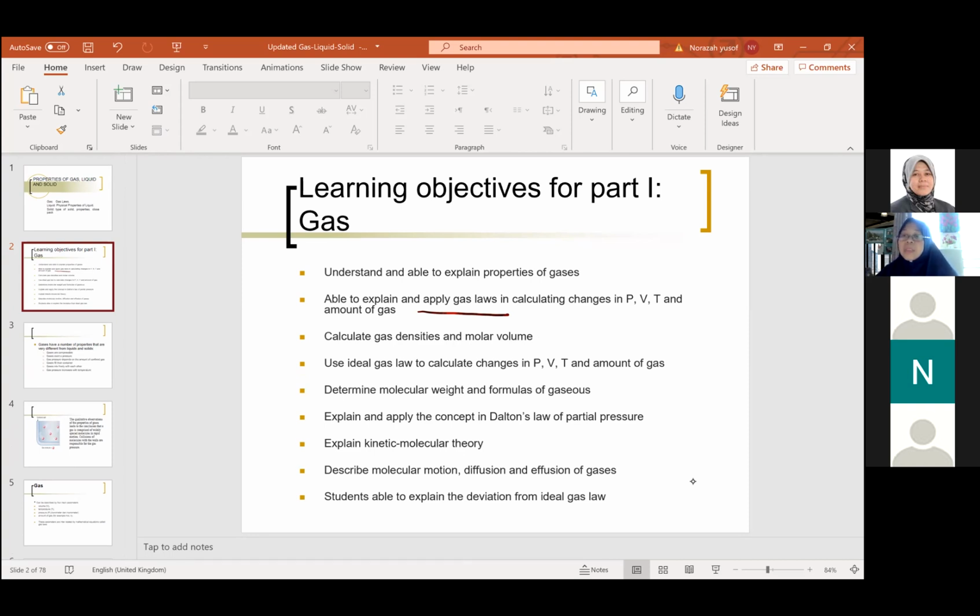Definitely you have to be careful with the unit. So read the question carefully. Identify whether the unit is suitable or you need to change the unit. It is very important for you not to straight away use a formula without looking at the suitability of the unit. So please do that.